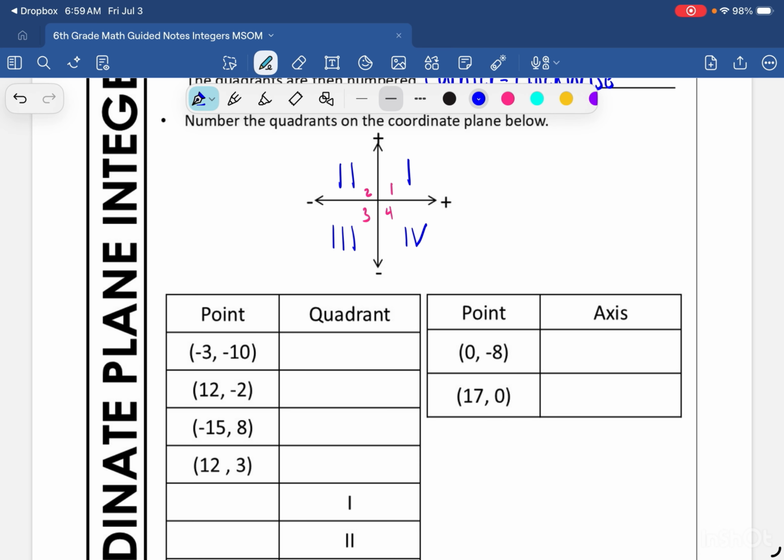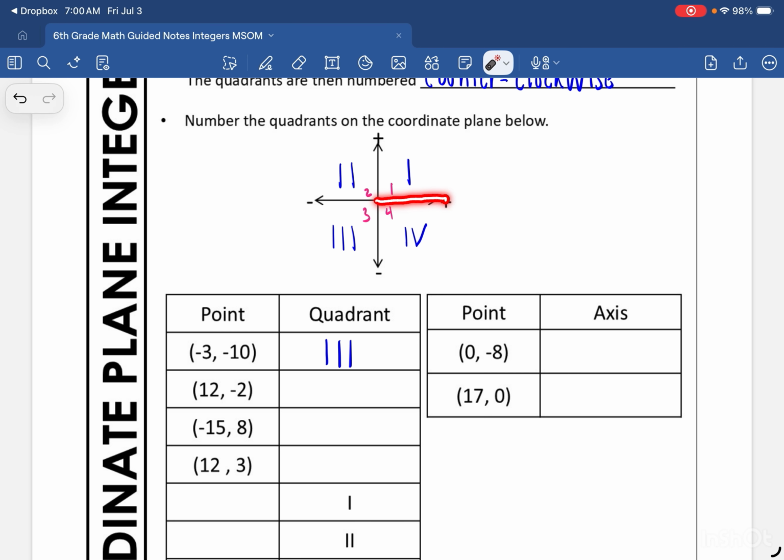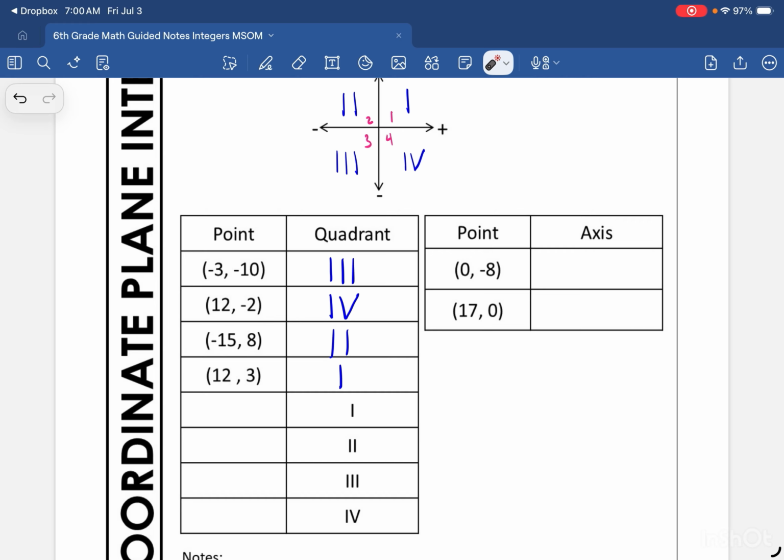Then we are given points and we need to write what quadrant that point is in. So -3, -10. So over -3, down -10 would be quadrant 3. 12, -2. So positive 12, down -2 would be quadrant 4. -15, 8. So left to the negatives and up to the positives. That would be quadrant 2. 12, 3, right positive, up positive. Quadrant 1.